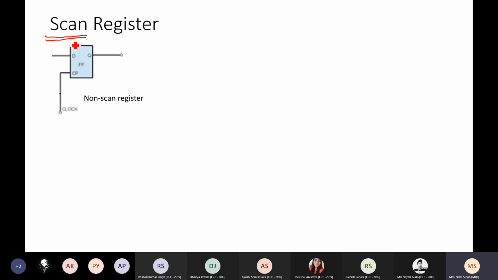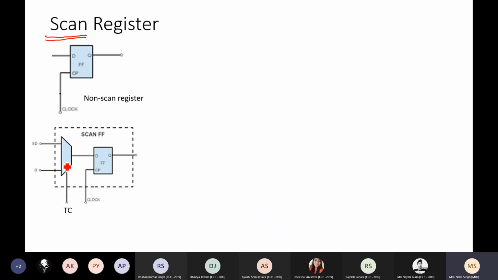Scan register means a normal flip flop, which is now referred to as a non-scan register, and we add a mux to it. This is a multiplexer which is added before this input D, where the control signal is referred to as TC. If TC is 0, the data line is selected, right? Data line is propagated. If TC is 1, the test mode is selected and I provide the input through SD, which is called scan data. This is called scan data because the data that I provide here will now be used in the shift registers. All the flip flops will be connected as a shift register and I can pass on these values.